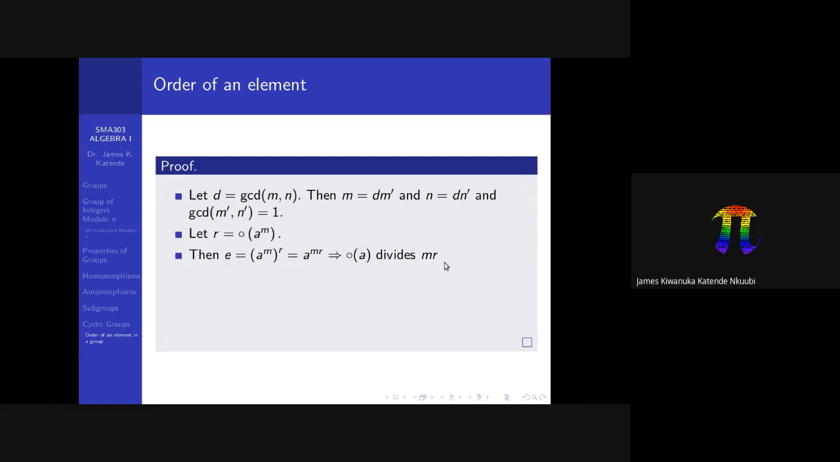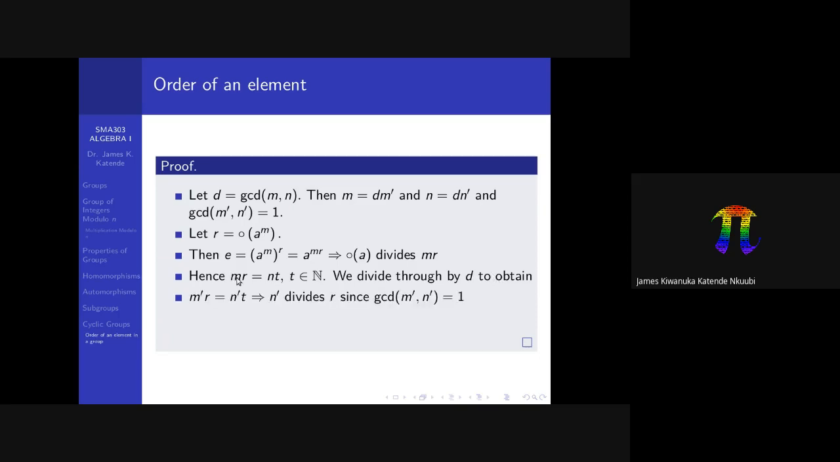So if the order of A divides MR, it means MR can be written as a multiple of N, because N is the order of A, right? So I can write MR as T times N, where T is some natural number or integer. We can divide throughout by D. Remember, D is a common divisor of M and N. So we can divide throughout by D to obtain the following.